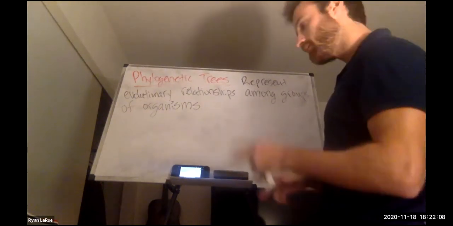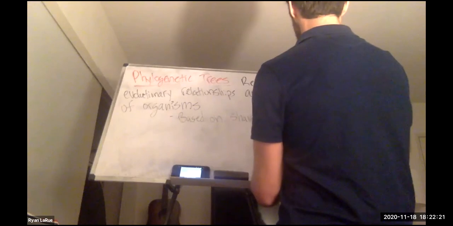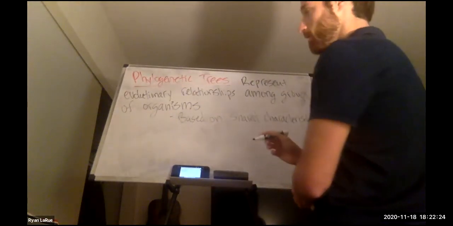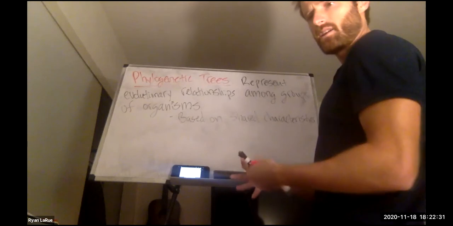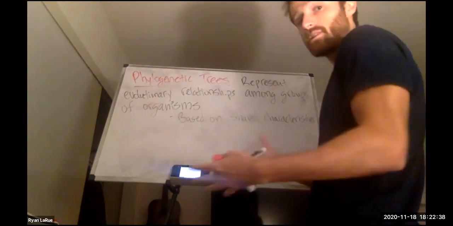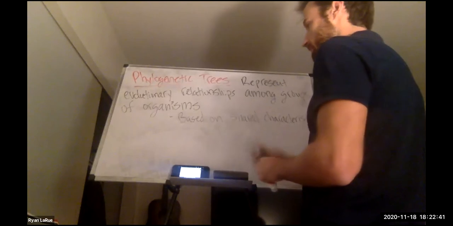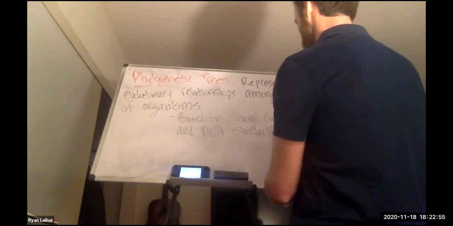And these trees are constructed based on shared characteristics, and we'll look at examples of this. But as we saw in the video, I'm glad I played it. It's a pretty good video. But also DNA evidence, and you can actually track how many years apart the common ancestor of two organisms was based on how similar or different their DNA is. So based on shared characteristics and DNA similarities. So this is something that evolutionary biologists are doing all the time.